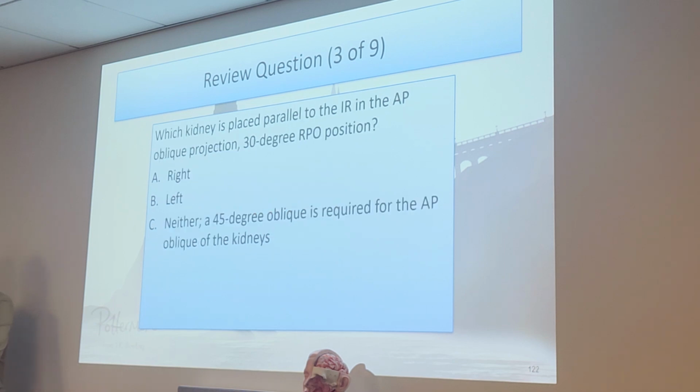Which kidney, oh, this is a good one here. Which kidney is placed in parallel to the IR in the AP oblique 30-degree RPO position? Very good, y'all remember. The left. The left will be parallel. Which one will be perpendicular? Right. The right. Excellent.